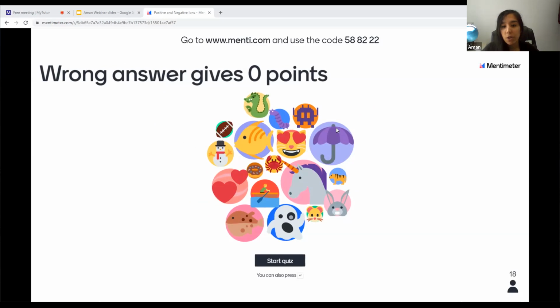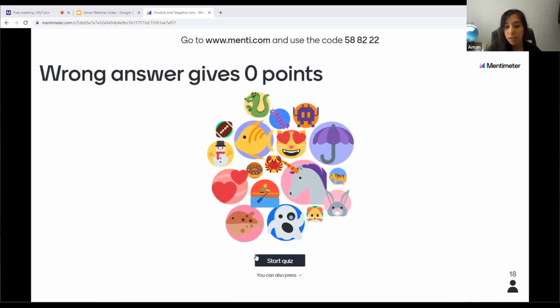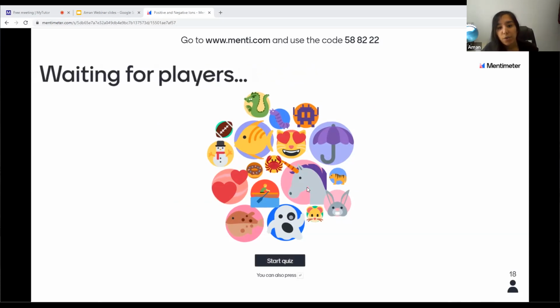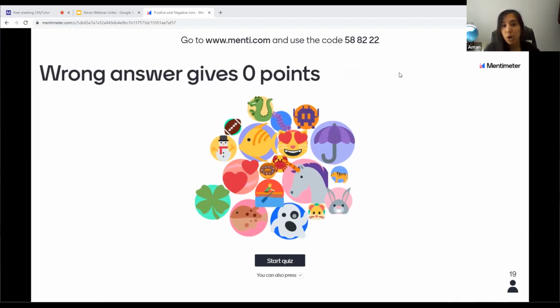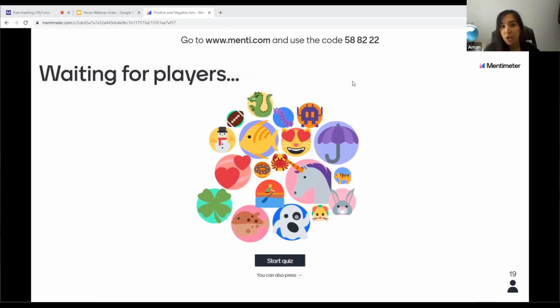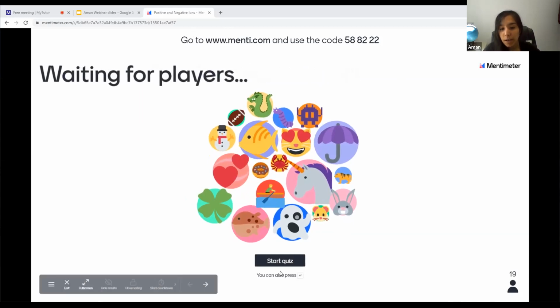If you haven't joined yet, you can join halfway through the quiz, but obviously it will affect the number of points you get. So if you're in a competitive mood, then I would recommend joining now. If you can't join the quiz, you should be able to. You don't need to make an account or anything, but if you can't, you can always send me the answers in the chat or the Q&A as we're going through. Okay, let's start it up.